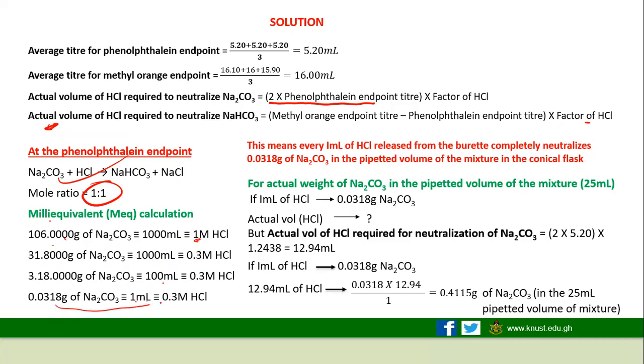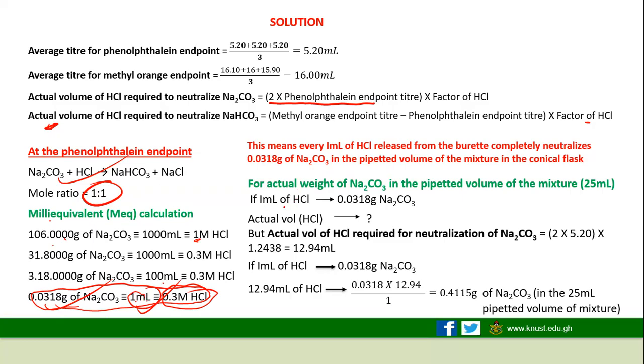Now, this is the statement that is most important to us. Very important. Now, what's the meaning of this statement? We are saying that if we have acid of this concentration, 1 ml of this acid reacts with this mass of the bicarbonate, reacts with 0.0318 grams. So this means every ml of HCl completely neutralizes 0.0318 grams of sodium carbonate in the pipetted volume of the mixture in the conical flask. That is the meaning of the statement. It means 1 ml of the acid will react with this mass of the carbonate.